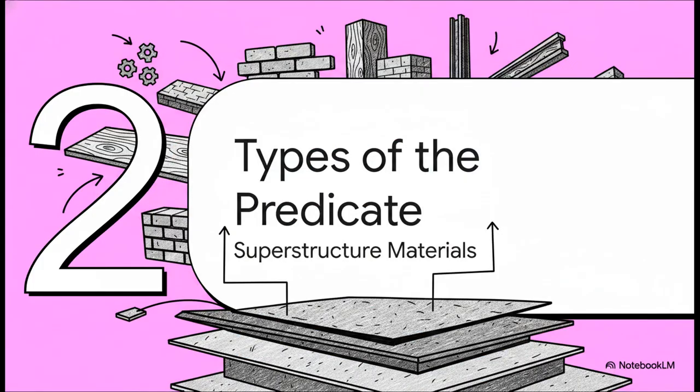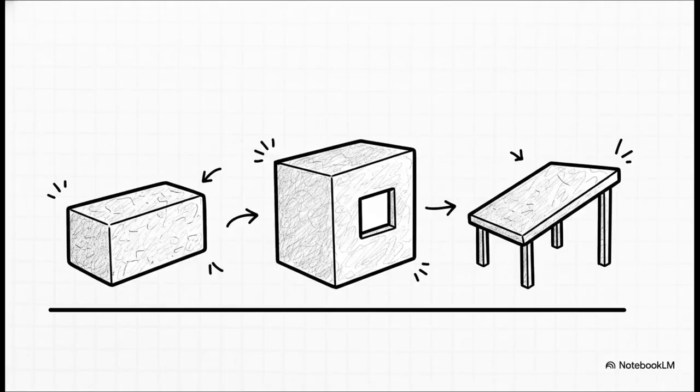Section 2. Types of the predicate. Materials for the superstructure. So, we know the Khabar is our superstructure, right? But what materials can we actually use to build it? Well, we have 3 distinct structural categories. First up is the mufrad, which acts like a simple, solid block. It's a single word or non-sentence structure completing the subject.